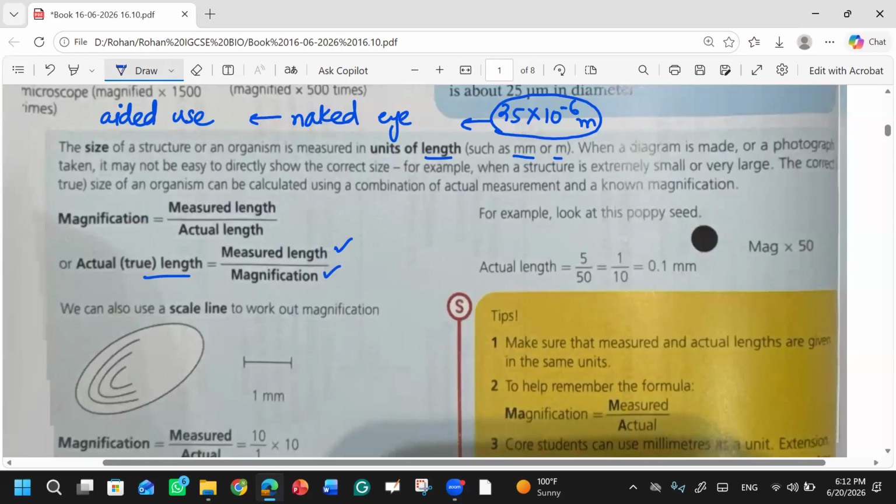For example, they have mentioned this is a seed, and they are saying that they have magnified it by 50 times. Actually the size was like this, and now they have magnified it 50 times. Are you getting this? Mag x50 means they have magnified the poppy seed by 50 times.